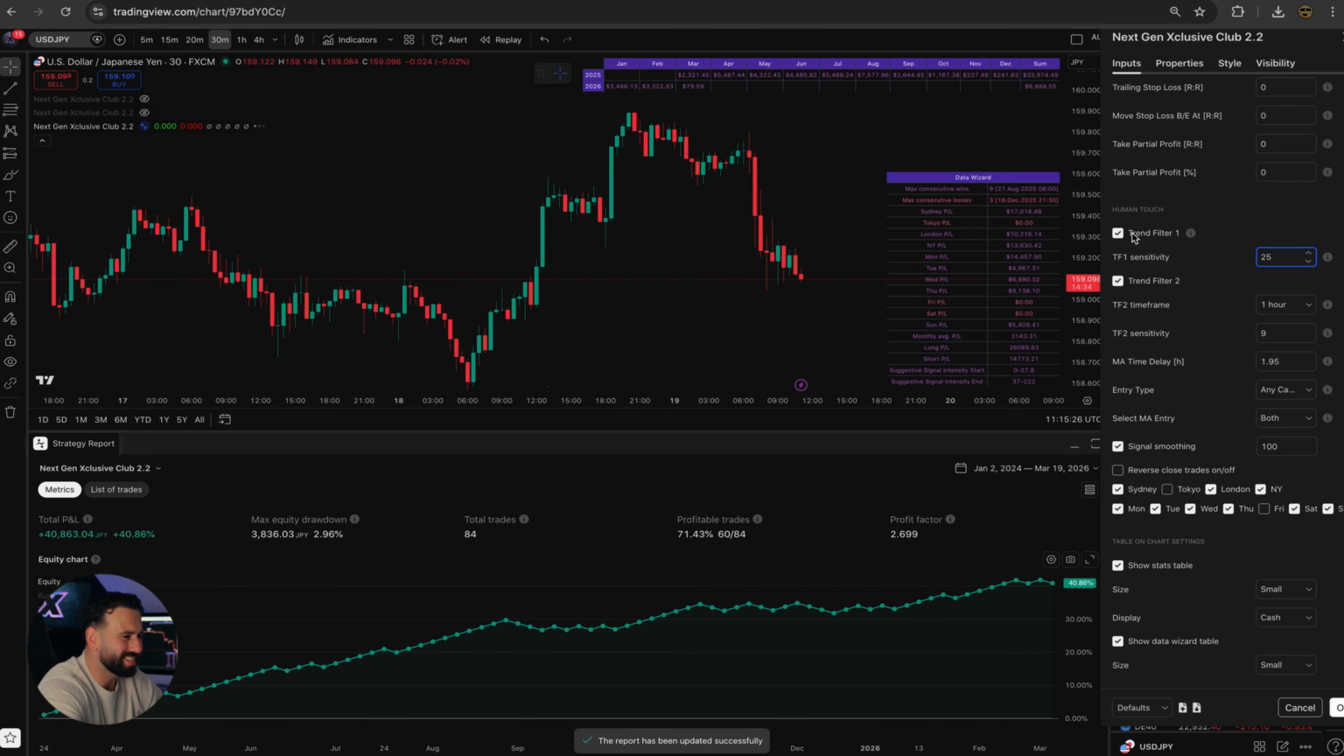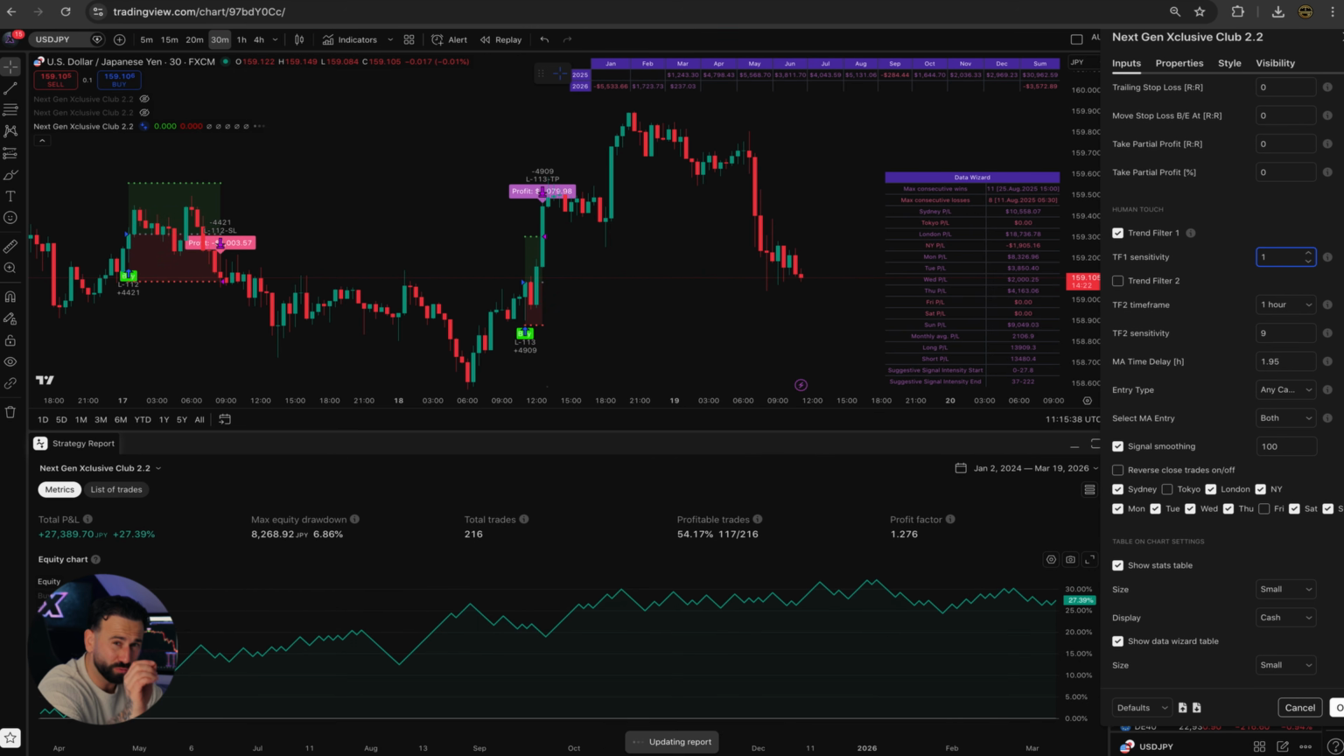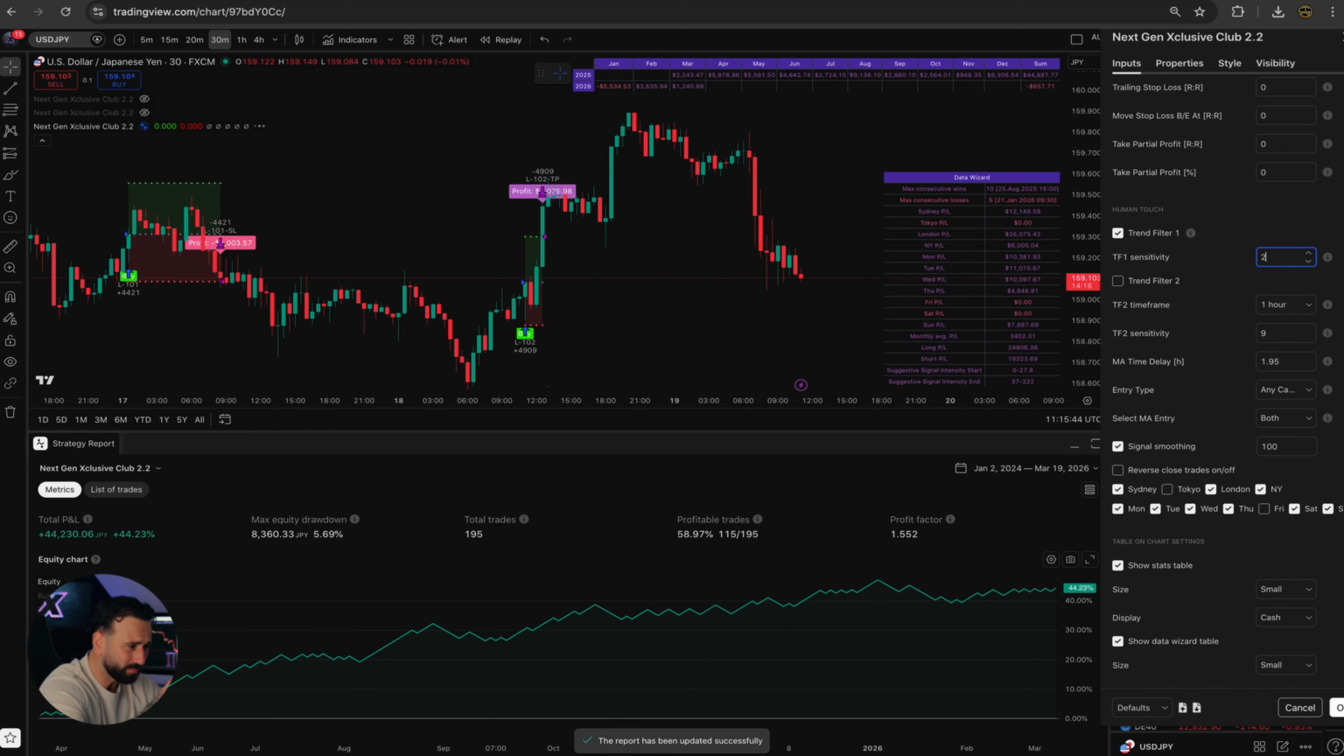But I will now test it with trend filter 2 turned off. So I've tested trend filter 1 with trend filter 2 turned on. Now I'm going to test it with trend filter 2 turned off to see what the difference is, because sometimes you can find the real hidden gem here. So I'm now going to go again through 1 to 20, which is where I find my best strategies for my style of creating strategies.